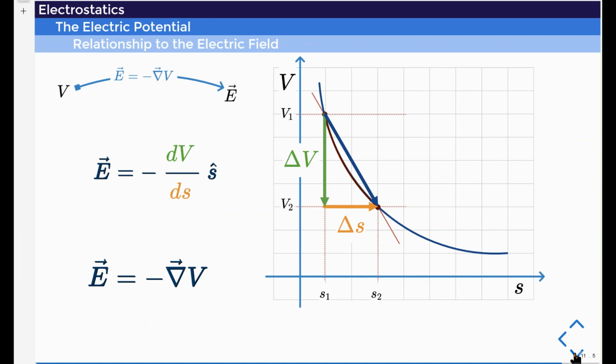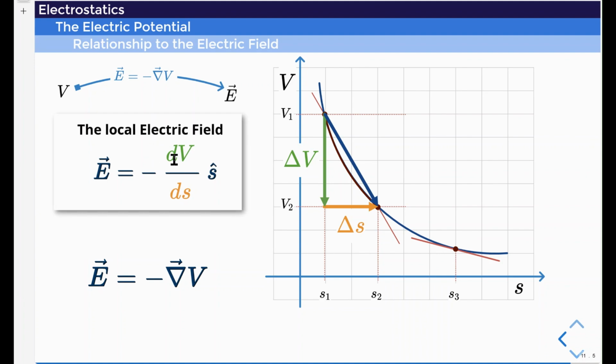Now, if I shrink delta S a lot and turn it into an infinitesimal piece, in the limit that delta S becomes really, really small, like an infinitesimal ds, then we speak of something called the local electric field at some point. So at some point S3, for example, if I make this triangle so small that you almost can't see it, the ds, then I'm talking about the slope of the tangent to the line, which we represent by the derivative of the potential with respect to that particular dimension, and that's the local electric field at that point.